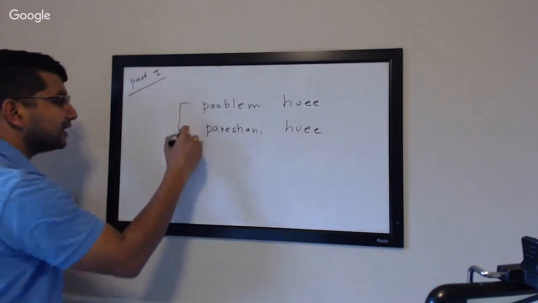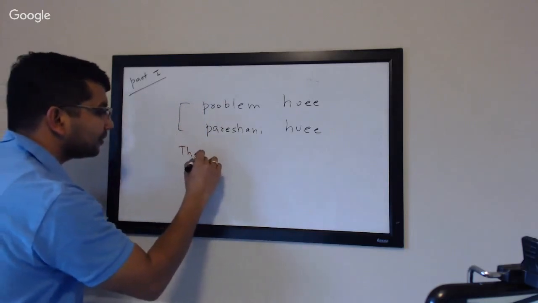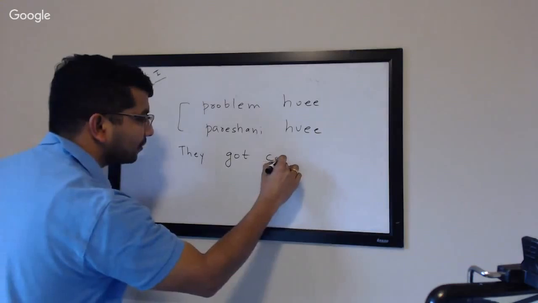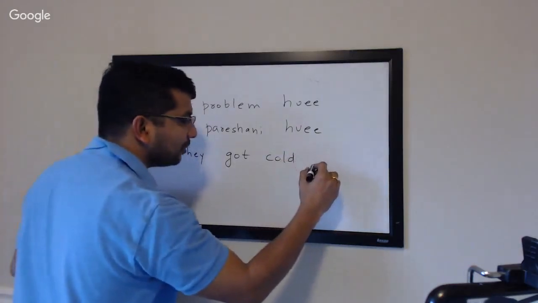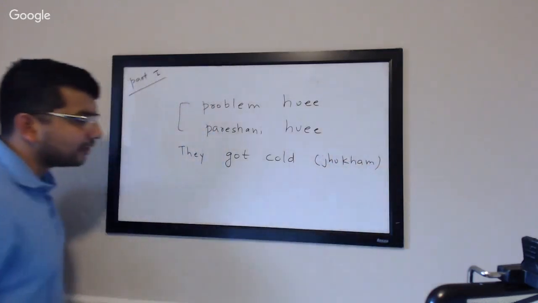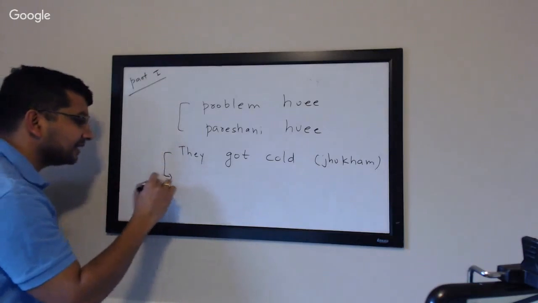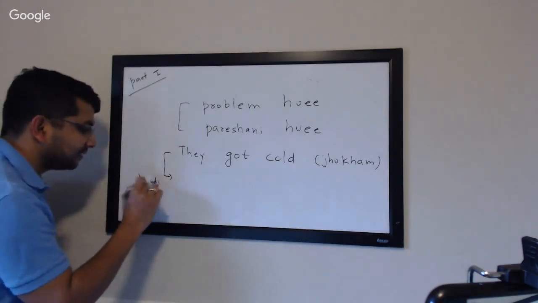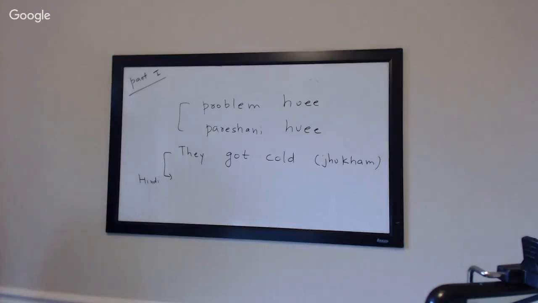Similarly, let's say you want to say that they got cold. In this case I'm using cold as jukham. Can you guys think of how you translate this sentence in Hindi? I've given you half of the hint already. You know the word for cold. The only thing remaining is the form of hona. So give it a try. I'm gonna check on the Facebook side as well.